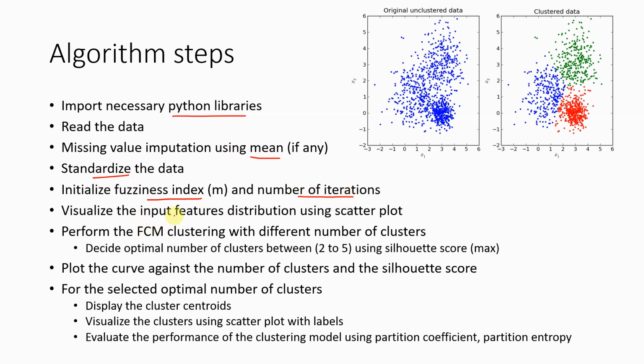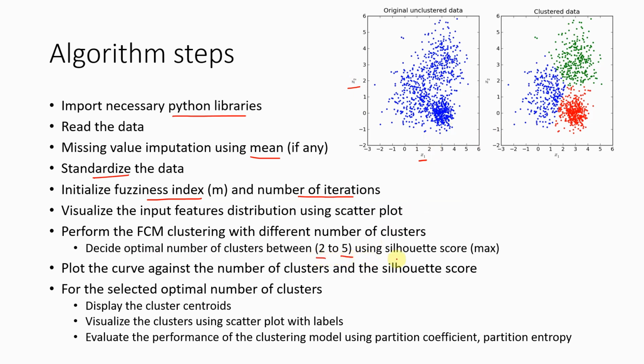Before doing the clustering, we visualize the input features distribution using a scatter plot between the two features X1 and X2. And we start to perform the FCM clustering by assigning different cluster numbers, because we are not going to initialize what is the best number of clusters for this particular problem. So we are going to use the trial and error method. We repeat the clustering algorithm with the number of clusters 2, 3, 4 and 5.